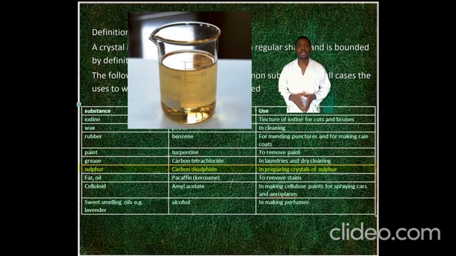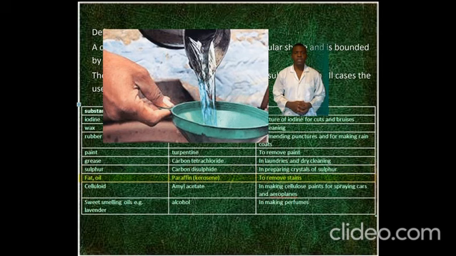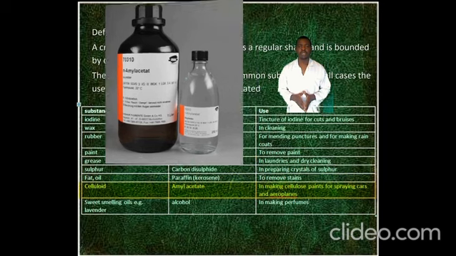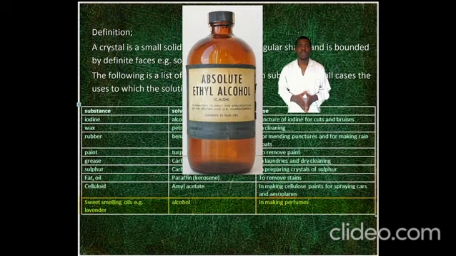Sulfur is dissolved in carbon disulfide, used in preparing crystals of sulfur. Fat or oil dissolves in paraffin or kerosene, and this helps to remove stains. Celluloid is dissolved in amyl acetate, used in cellulose paints and spraying cars and aeroplanes. Sweet-smelling oils, for example lavender, dissolve in alcohol, used in making perfumes.